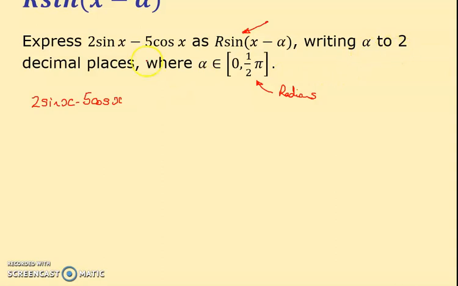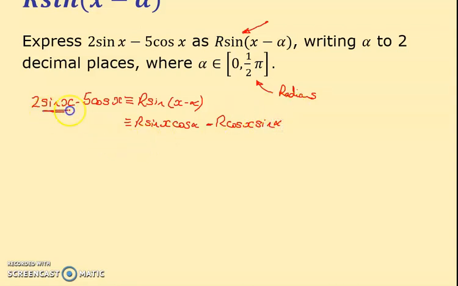So write alpha to 2 decimal places, okay, fair enough. And it wants me to write it, so I'll write it as equivalent to r sine(x minus alpha). And the trick is to write your formula for sine of x minus alpha, and you should remember it becomes sine of the first one, cos of the second one. And because it says minus, it will be a minus r cos of the first one, sine of the second one.